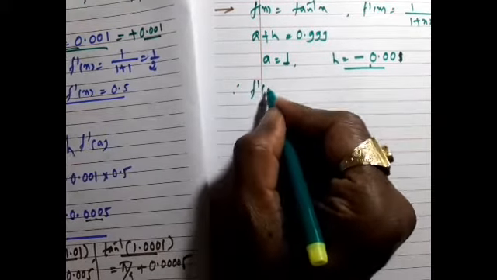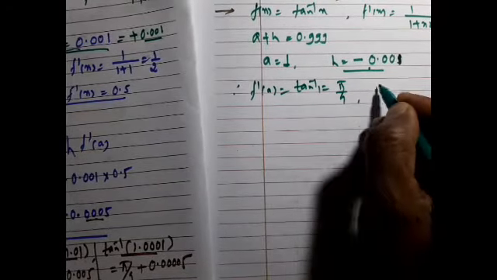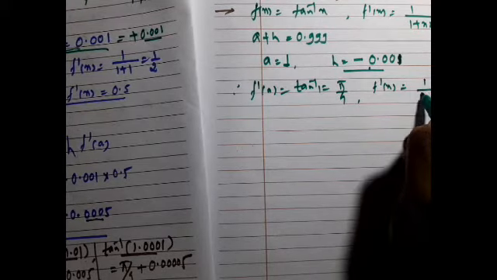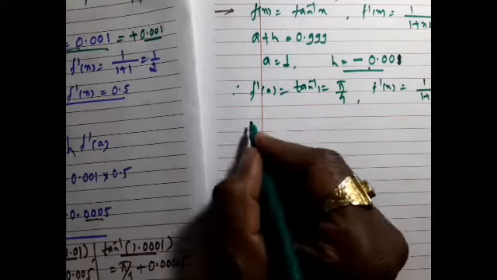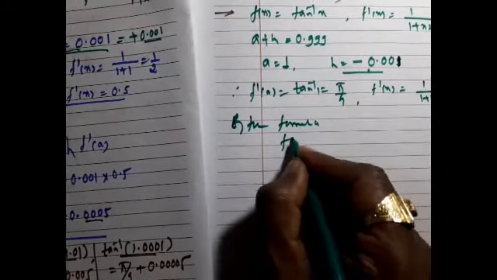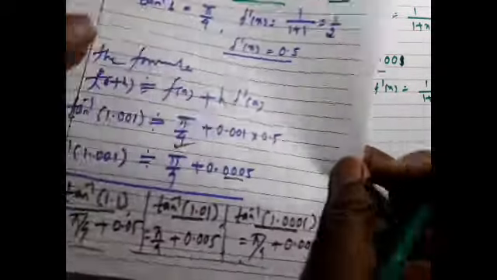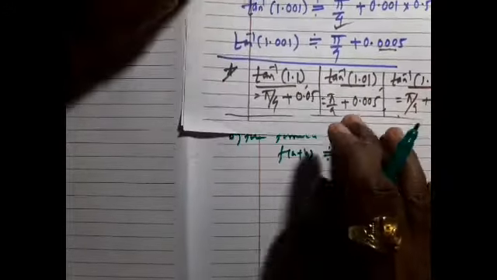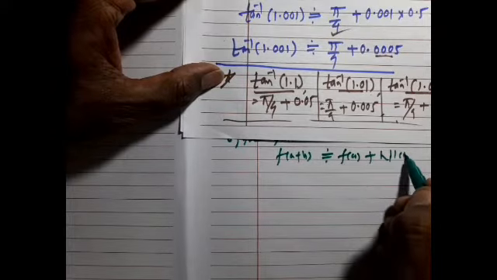Therefore, f dash a is tan inverse 1, that is pi by 4. F dash x is 1 upon 1 plus x square, so f dash a is 1 upon 2, that is 0.5, and by the formula f of a plus h is approximately equal to f of a plus h f dash a. I am keeping in front of you this example. Then it is very simple, this step.